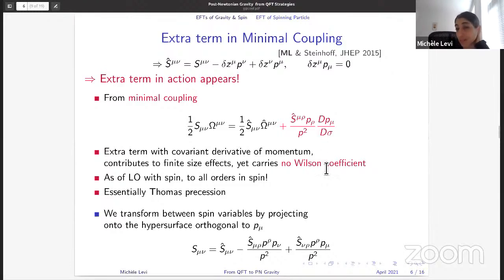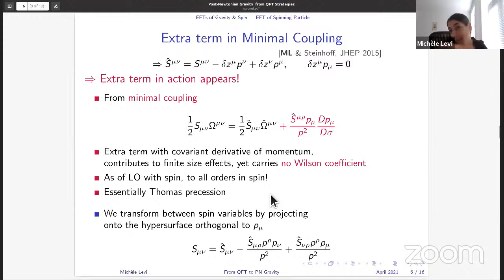It just tells us the basic fact that the relativistic spinning object has to have a finite extended measure. And this term would manifest from the leading order effecting spin. It would affect all sectors in spin. And essentially this term amounts to the Thomas precession.